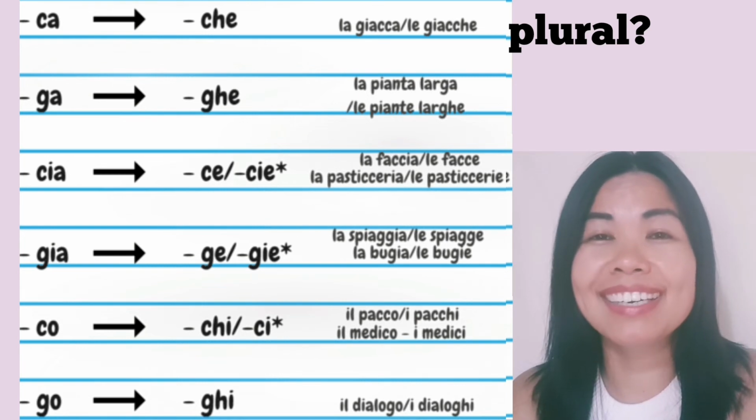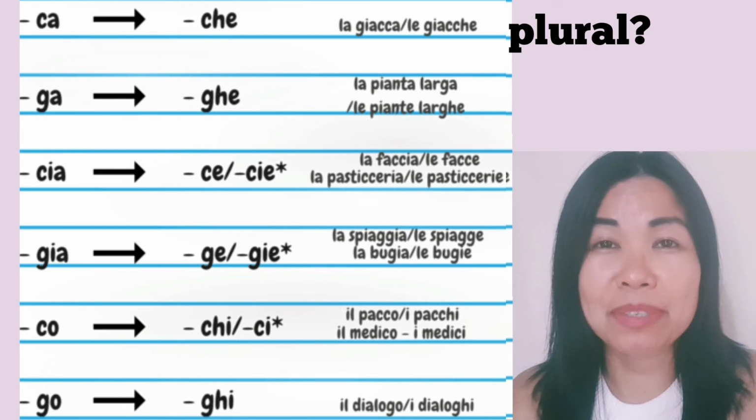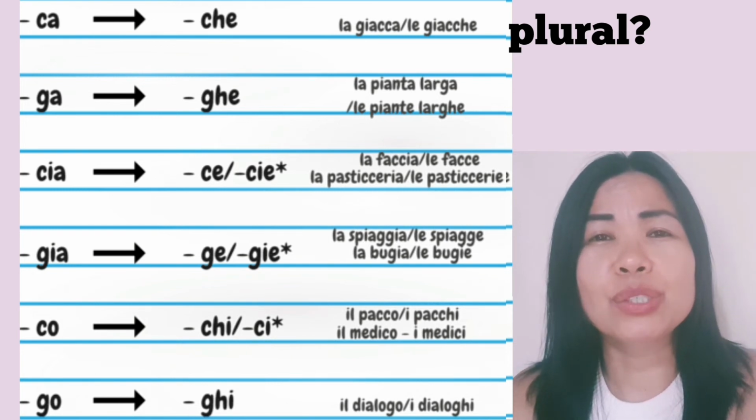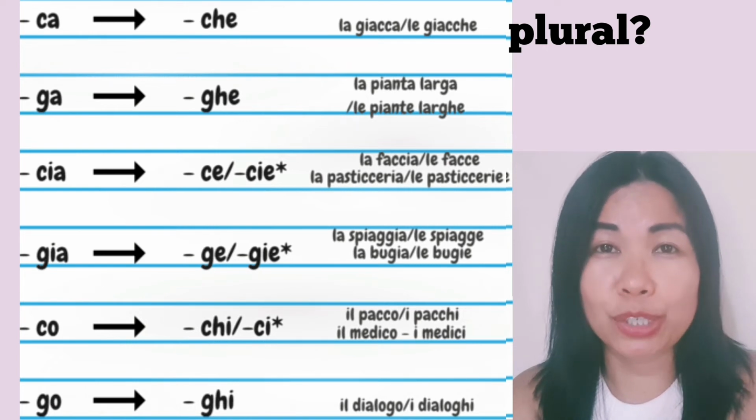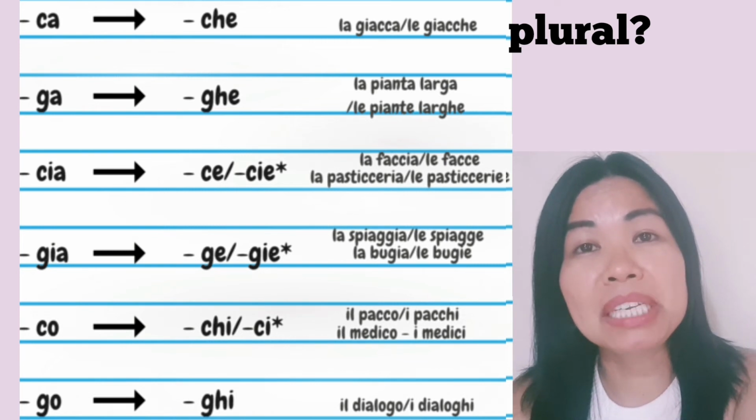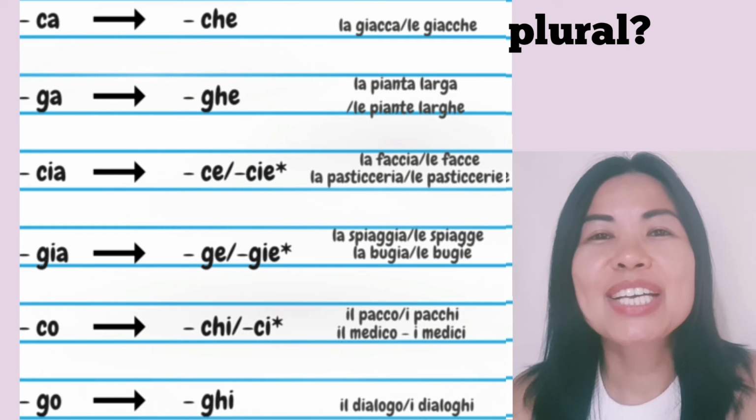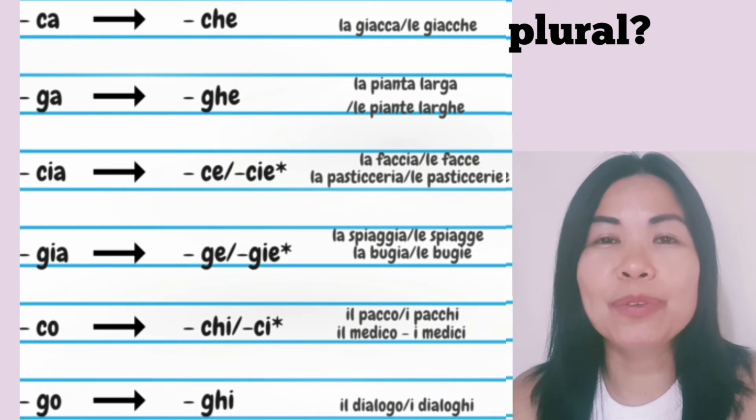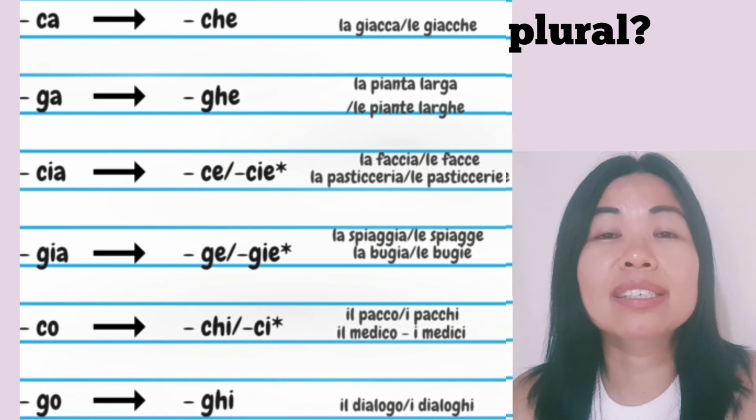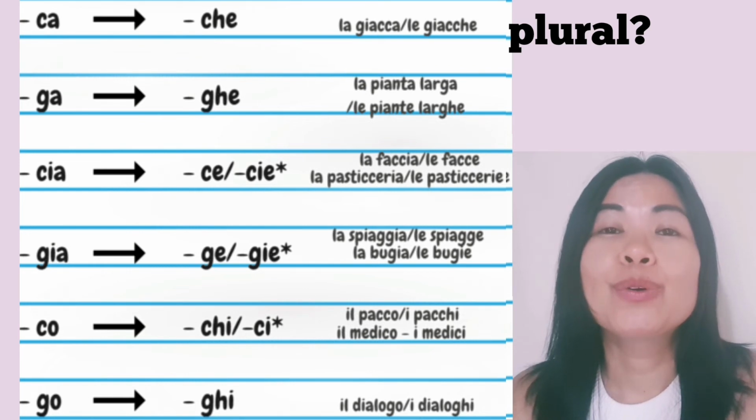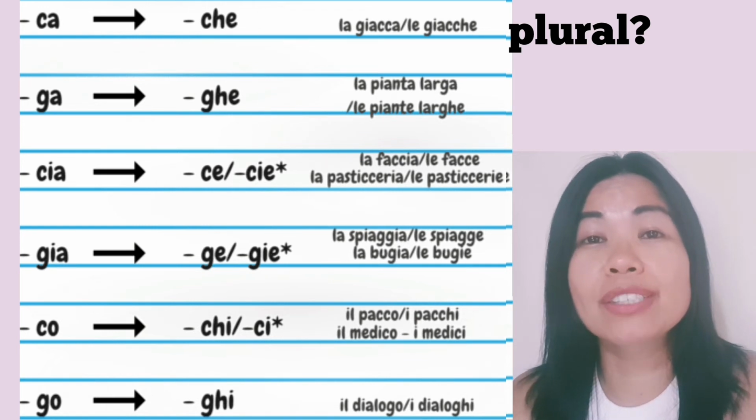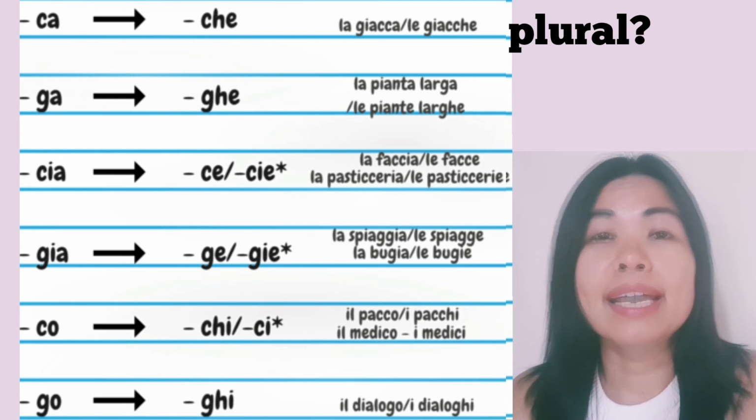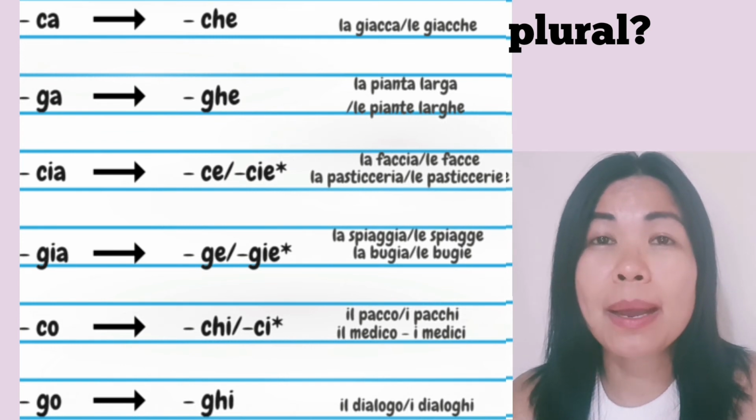But don't worry if you forget what I am saying now. Later on, as you learn the language, it will automatically refresh or come into your mind. Don't worry. So, what I'm saying is, if you find cia, you have to form the plural into ce or cie. Like faccia, the plural of faccia is facce. And some are pasticceria, pasticcerie. So you have to add I and E.